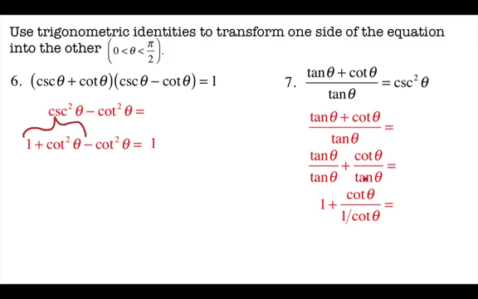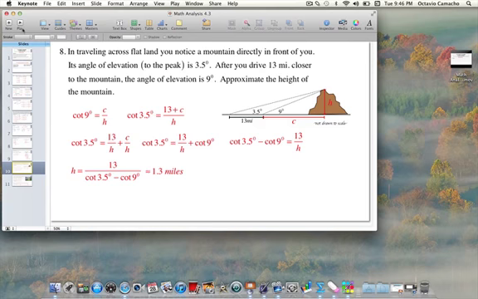I leave this alone. I know that this is 1 over cotangent of theta. From algebra 2, you should know that this becomes cotangent squared theta. If you need help with this, I'll clarify it in class. Just ask me. And this is one of the Pythagorean identities, which you use over here. That's why this is equal to cosecant squared theta.